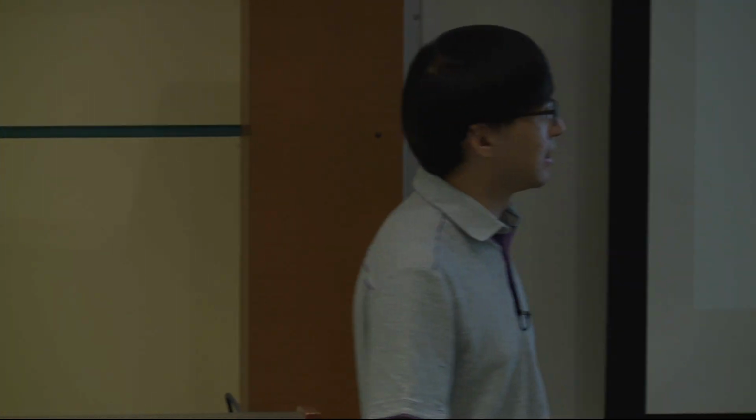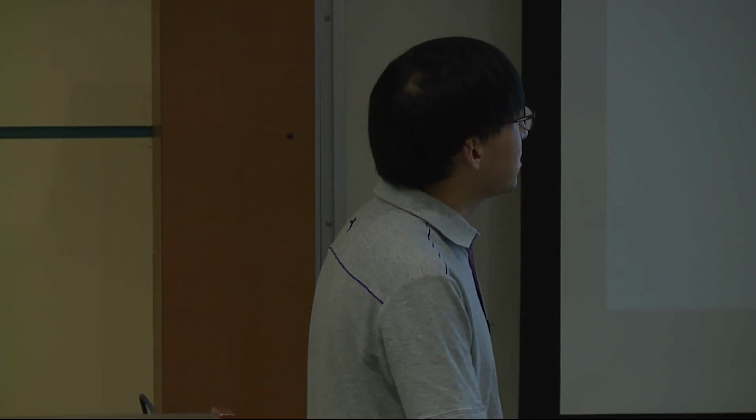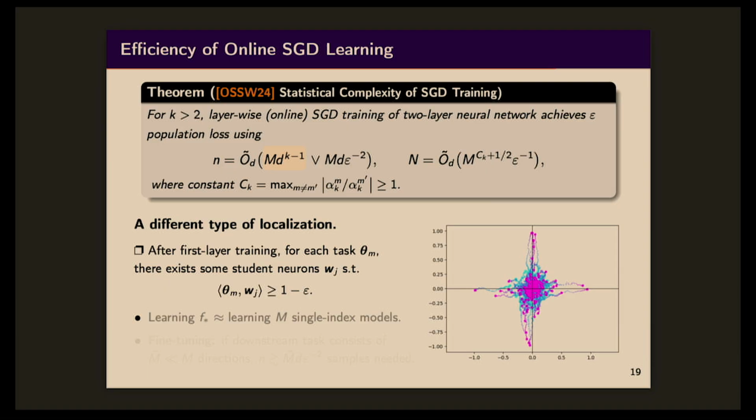And the way we show this is that essentially we have to show a different kind of localization. Instead of showing that the first layer parameter spans M directions, this is not sufficient because M is very large. We need to show that basically for each target neuron, for each single index task, there exists some pseudo neuron that's going to align almost perfectly with it.